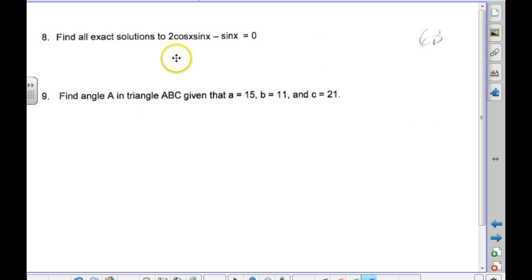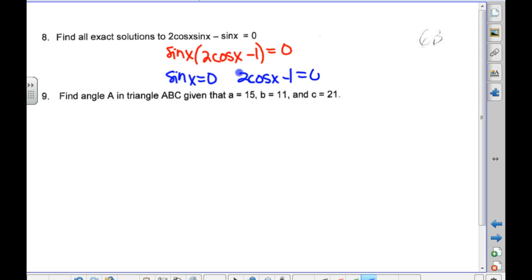All right, number 8. This one says find exact solutions, and it isn't multiple choice, so we need to find another way to solve it. This is one I feel like we've done 100 times. We're just going to take out the sine of x. That will leave 2 cosine of x minus 1 equals 0. If we set each part equal to 0, the sine of x is 0, or 2 cosine of x minus 1 equals 0. So we're looking on our unit circle for where the sine of x is 0, or the cosine of x is 1/2.